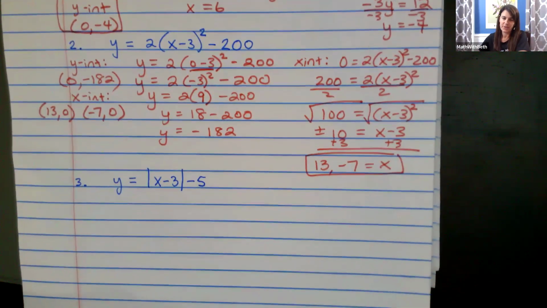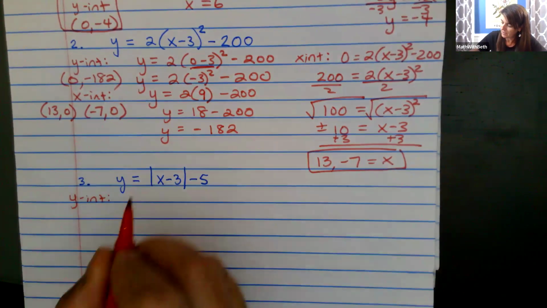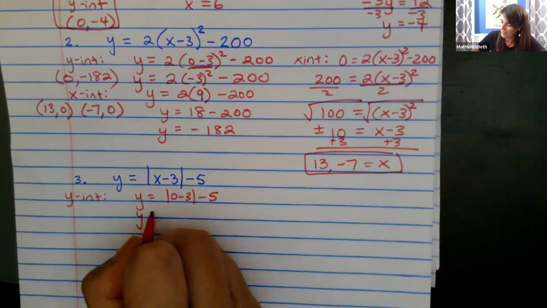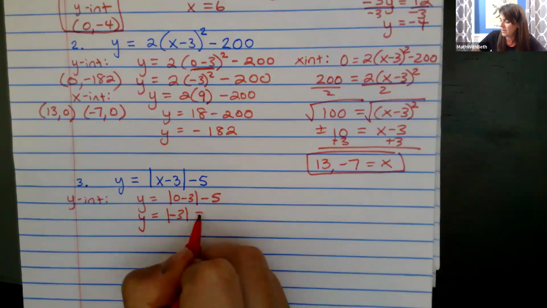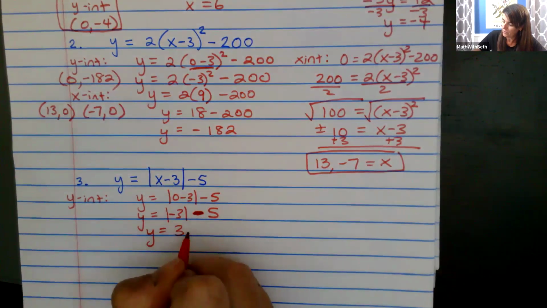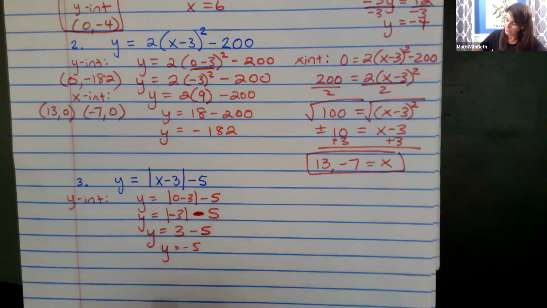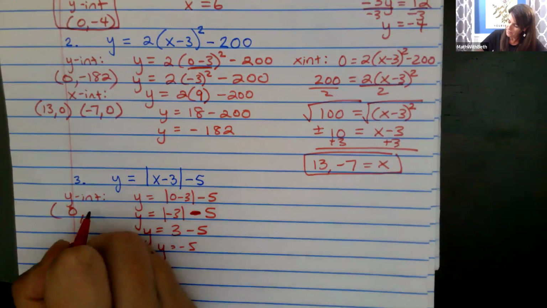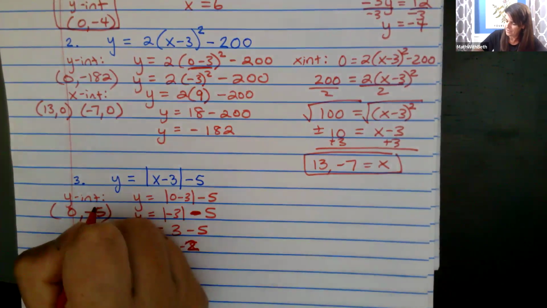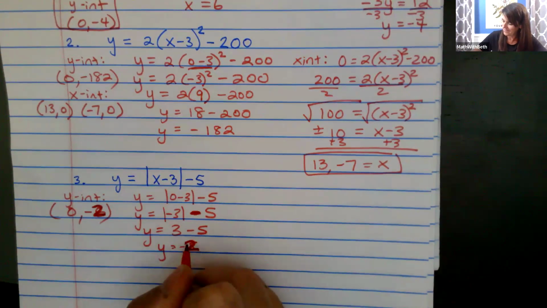Last one, let's just see how we would handle this with an absolute value problem. So I'm going to again do my y-intercept first. It's usually a little easier. Plug 0 in there and just make sure I do order of operations. So I get a -3 inside the absolute value. But when I do the absolute value, it becomes +3. And then 3 minus 5 is -2. So 0, -2. Okay, so that is a -2.